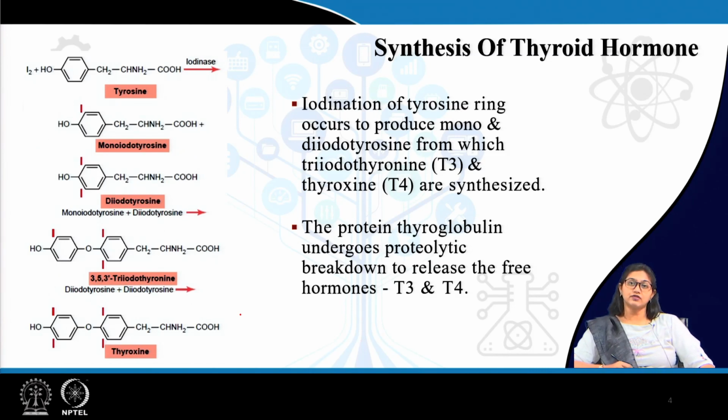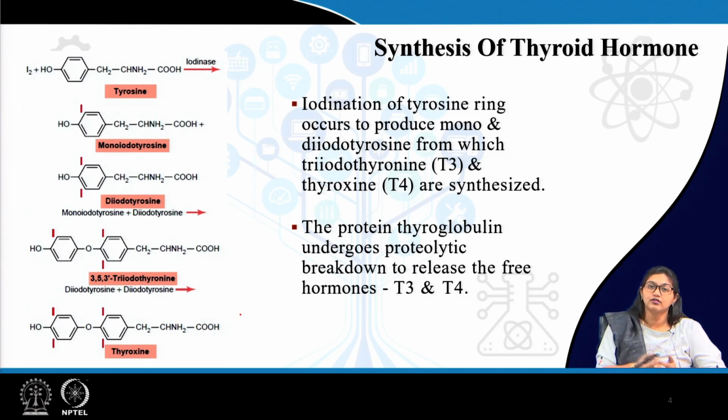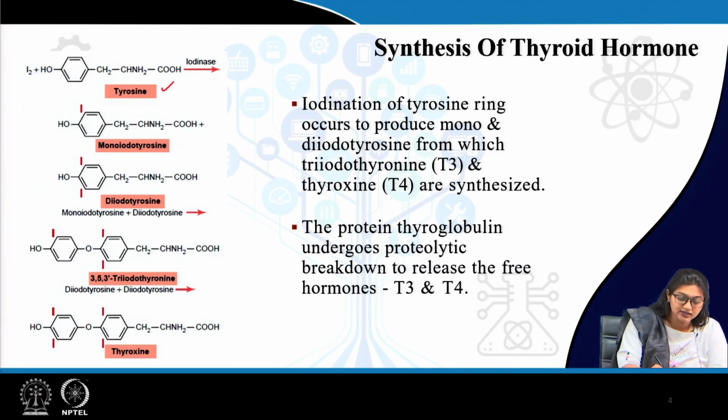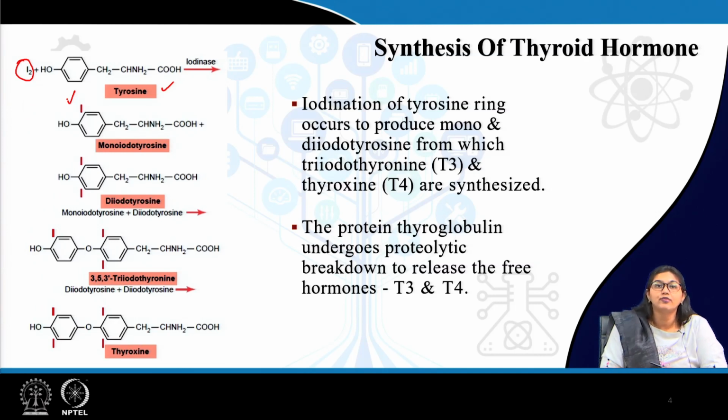Now, how does the synthesis of thyroid hormone occur? Basically, this is iodination of the tyrosine present in the thyroglobulin residues. Here you can see our tyrosine molecule, and activated iodine is causing iodination. Once gives monoiodotyrosine; iodination twice gives diiodotyrosine. So, this is our monoiodotyrosine, and this is our diiodotyrosine.